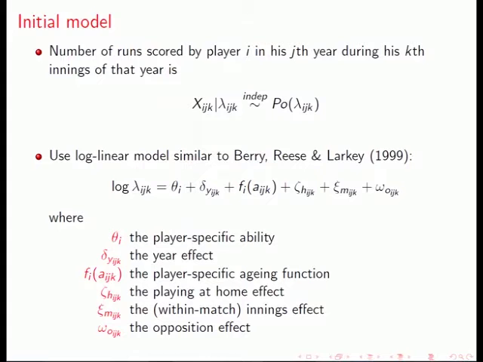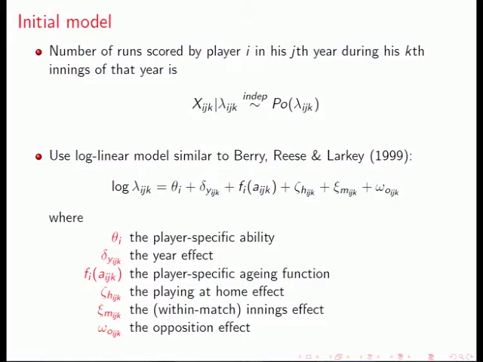Well, a standard model for count data is the Poisson distribution. You can imagine potentially a Poisson process, a constant hazard of scoring a run, this sort of thing. And so the number of runs scored might have some Poisson distribution. So here I is the player, J is the year, and K is the innings of that year that they're playing. And so what we're going to do is to use the model that was in this JASA award-winning paper, where you've got a log linear model here.